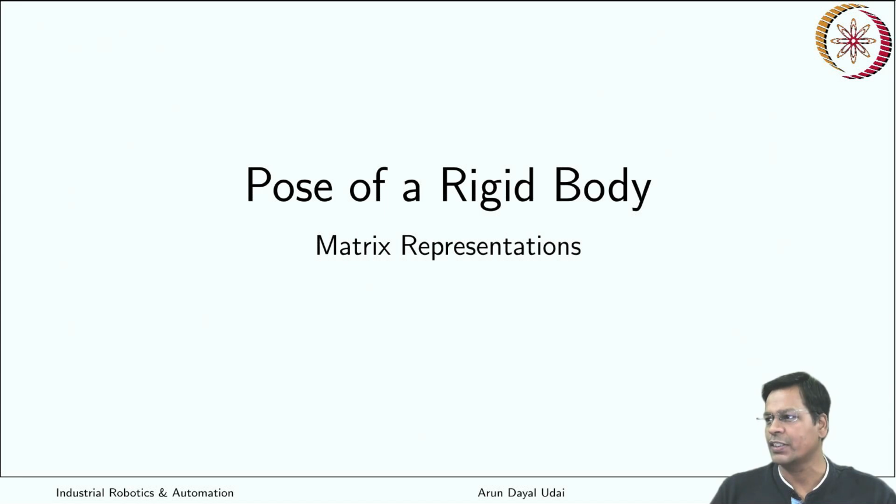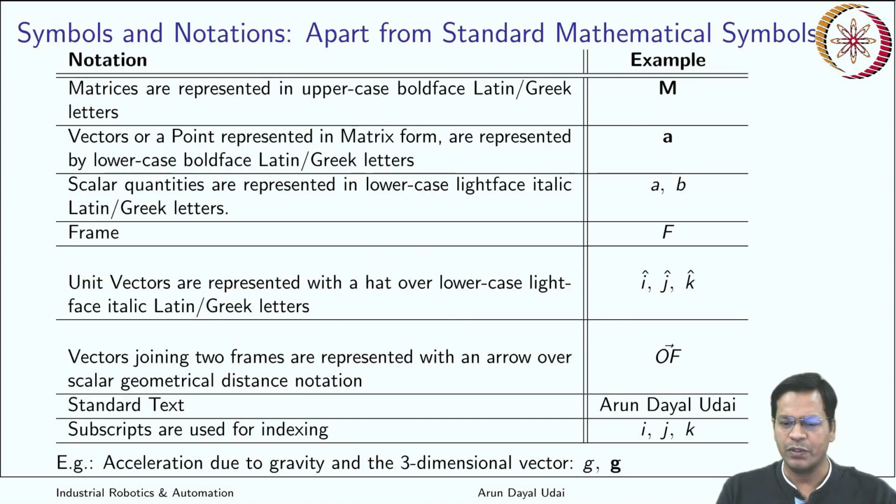So yes, the pose of a rigid body. To define the pose of a rigid body, we have different matrix representations that we will be discussing now. These are some of the symbols that you can quickly go through. You can take a snapshot of this so that you can easily follow my slides. I will be using this. All the matrices will be denoted with capital M, bold. Why so? Because I have a smaller one to do something else.